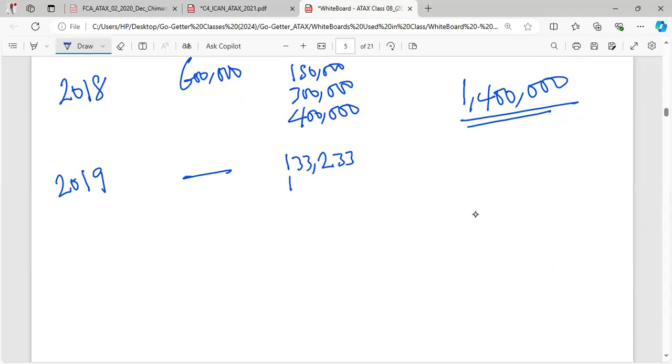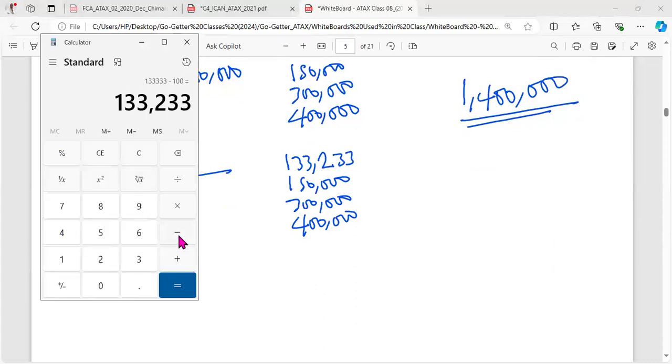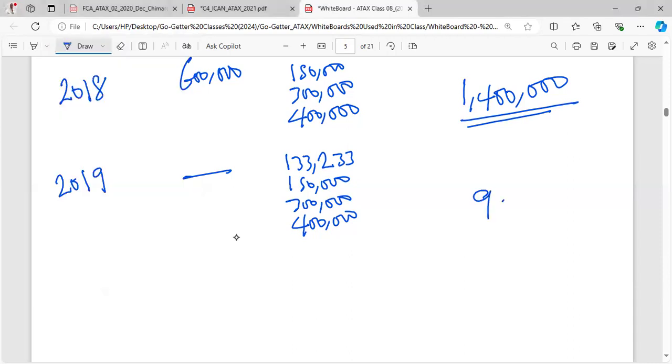133,233, 150, 300, 400. So let's add them together to see what we get. 133,233 plus 150 plus 300 plus 400. That gives me 983,233. So these are all your capital allowance.